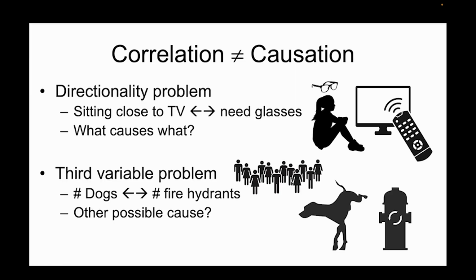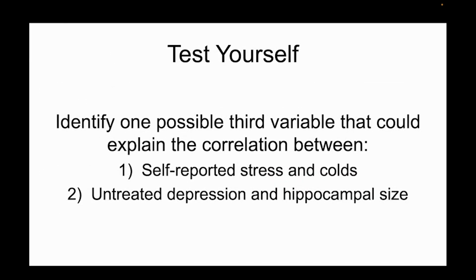Is there another possible cause? Well, there is another variable that's associated with both of these, and that's population. In cities with greater populations, there are more dogs and more fire hydrants. So it's likely that this third variable is responsible for the relationship between the other 2. Test yourself. Identify one possible third variable that could explain the correlation between self-reported stress and colds, or untreated depression and hippocampal size.